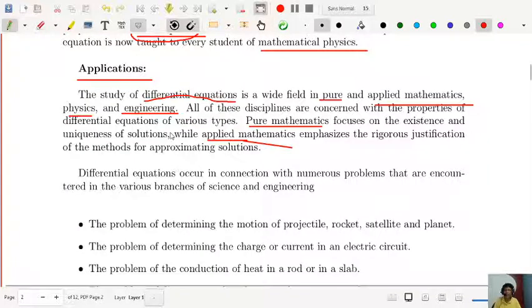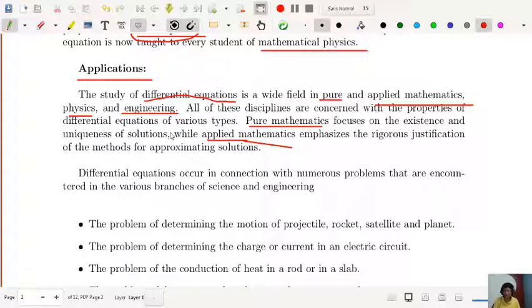Not only that, we can add management and commerce, because cost function, the differential, share market, optimization, all these things are hot topics in the current world. So these people are also using differential equations. There are differential equations of the cost function, marginal functions and all that. So there are a lot of applications in commerce, management and all that. So differential equations have vast application in all domains.